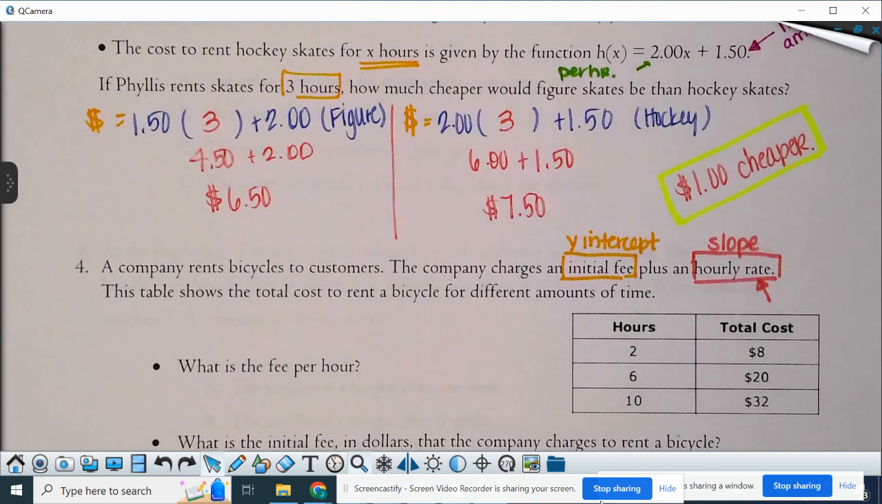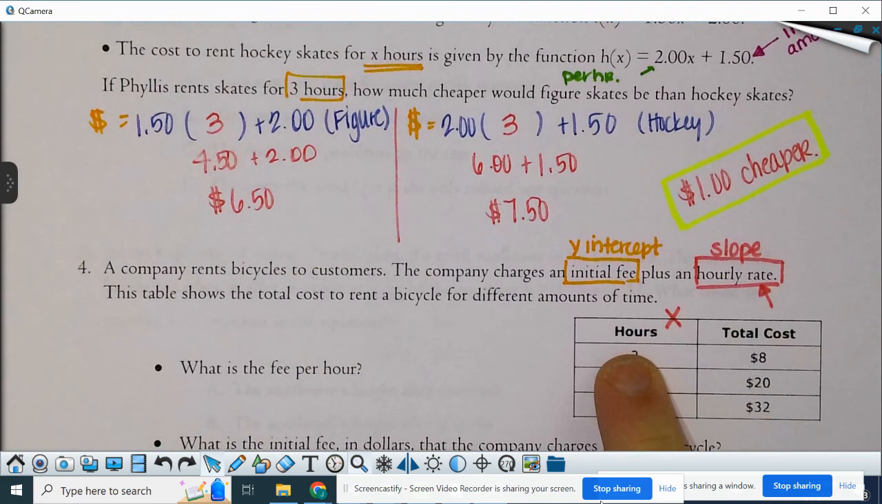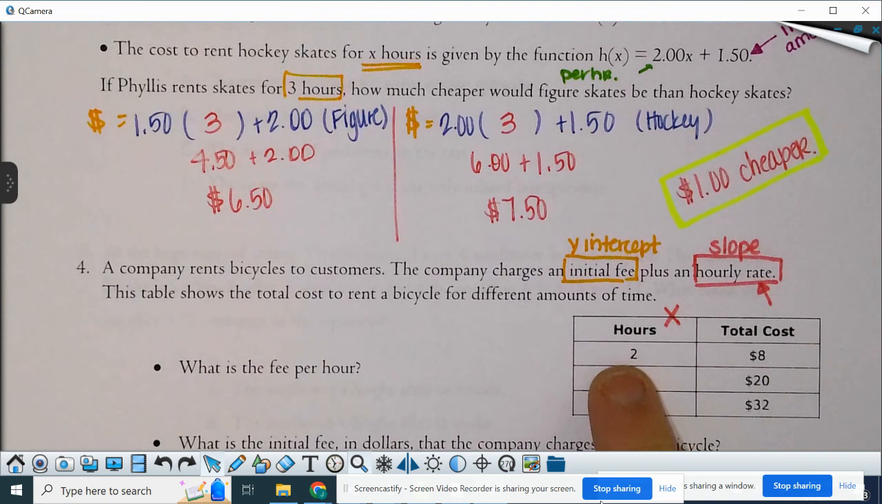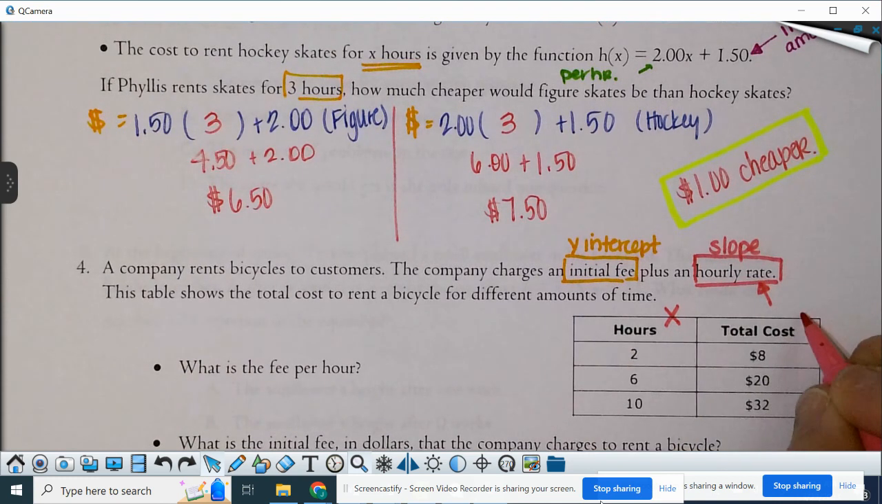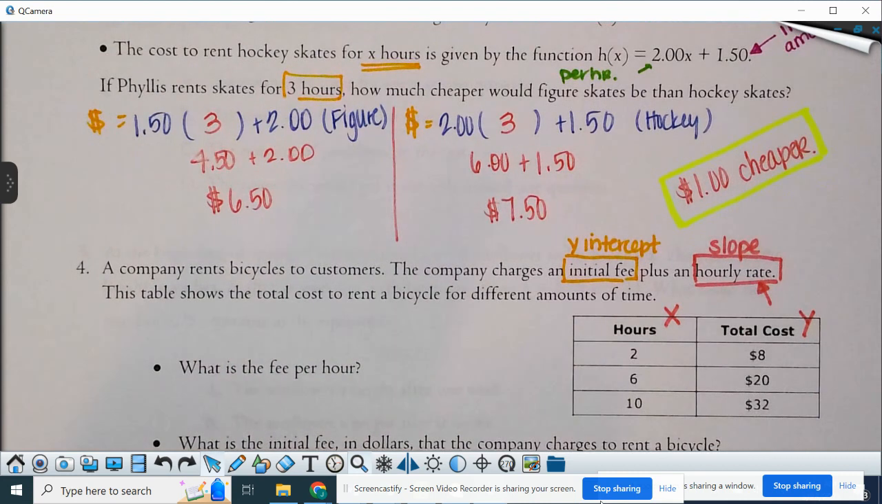This table shows the total cost to rent a bicycle for different amounts of time. Now, y-intercept, what is the value of x? So we have x, how many hours we're going to do it. That's what we decide, so that's our input, or independent. And then our total cost is the output and depends on how long you're going to rent bicycles. For the y-intercept, how many hours would you rent the bicycle? What's your input to get the y-intercept? Every time. We talked about it on the very first problem.